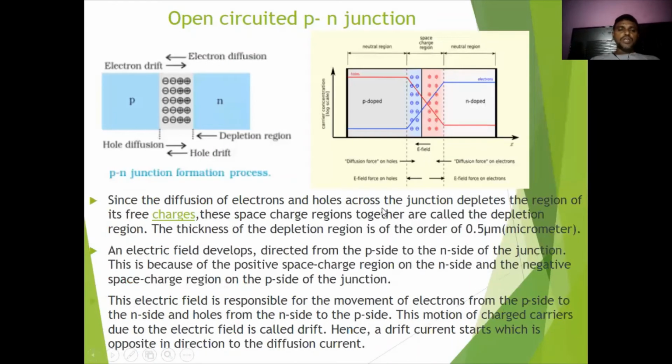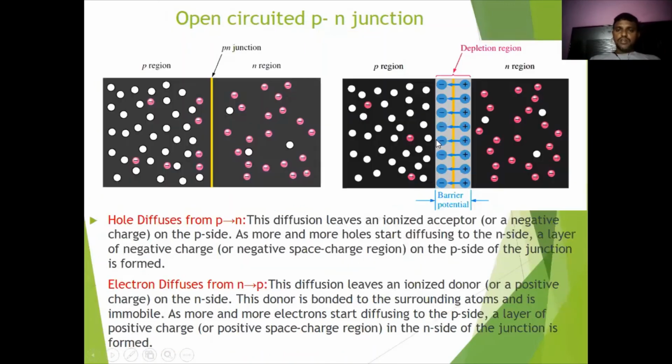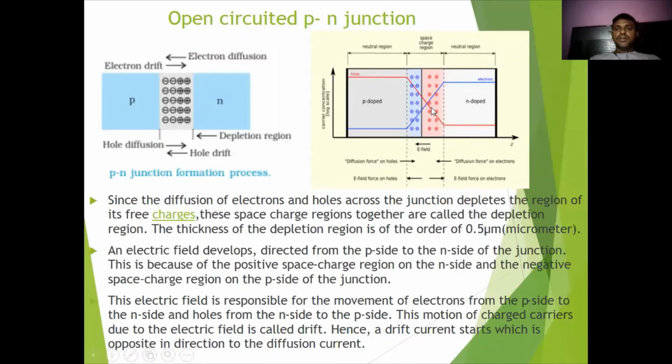Okay, so that potential, an electric field, develops directed from the P side to the N side of the junction, that is negative to the positive here. So this is the electric field we have. An electric field develops directed from the P side to the N side of the junction. This is because of the positive space charge region on the N side and the negative space charge region on the P side of the junction. So if you consider here, positive is present in the N region and negative will be present in the P region. That is nothing but the electric field given by the positive and negative ions present in N type and P type respectively.